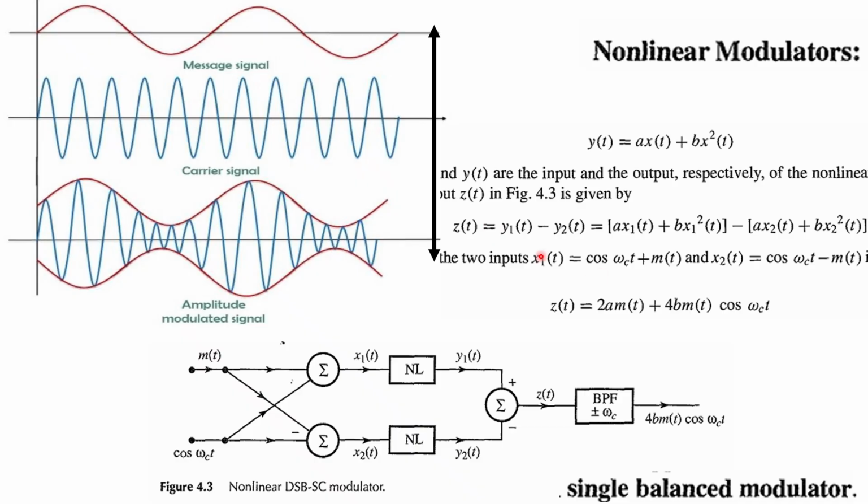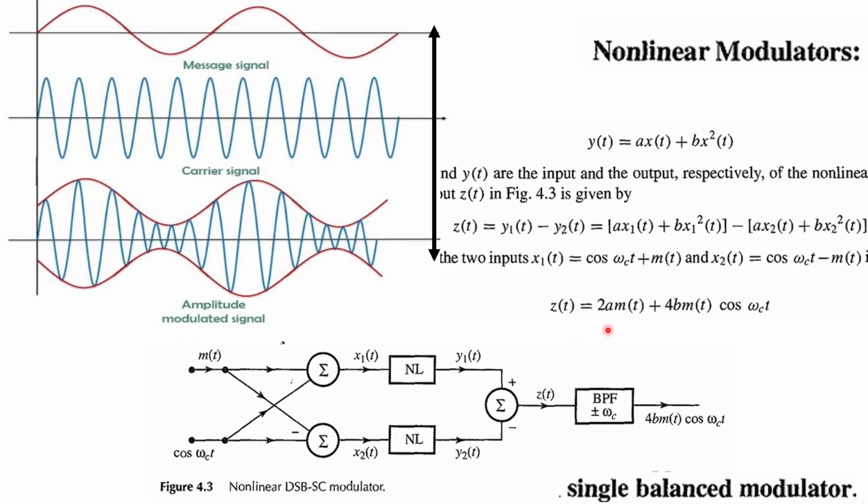Okay, so then how can we find out this z of t? Use this nonlinear equation and put it from here, and then from here you can also get y1(t) minus y2(t). Here this is your subtraction, so y1(t) minus y2(t). So y1 is equal to, just here replace a x(t) plus b x1 square, and for y2 here it will be a x2 and b x2 square. Then put the values of m(t) and the carrier.